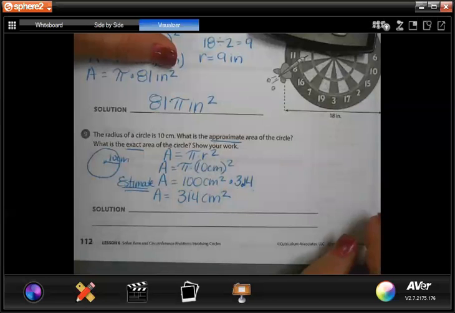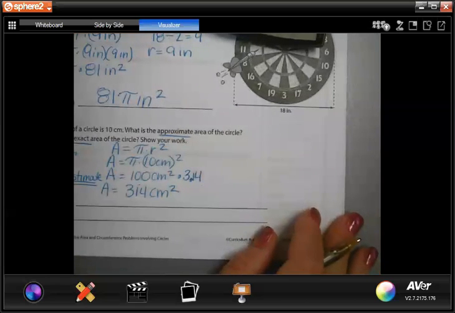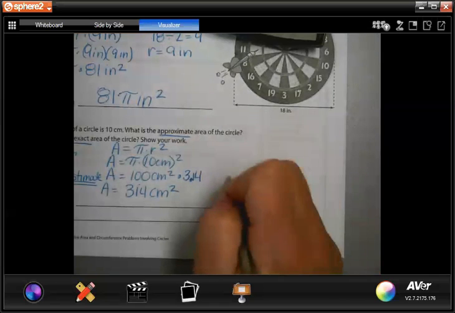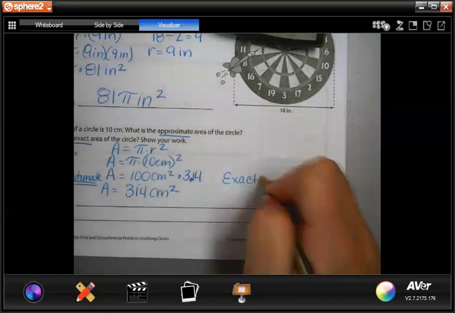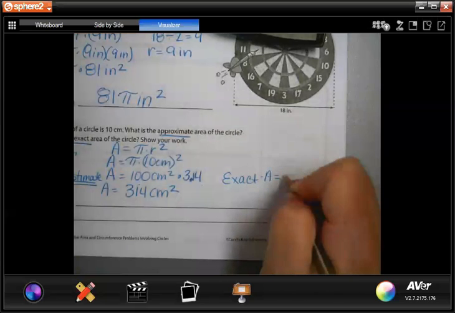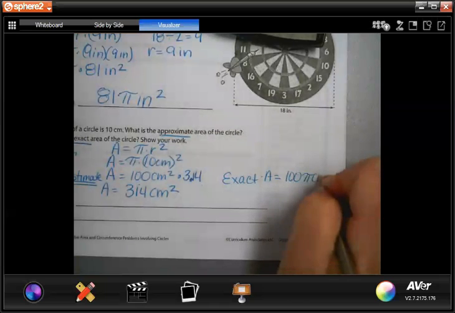That's our estimate. If I wanted to get my exact answer, all I would do is leave the pi symbol in there. So it'd be 100 pi centimeters squared.